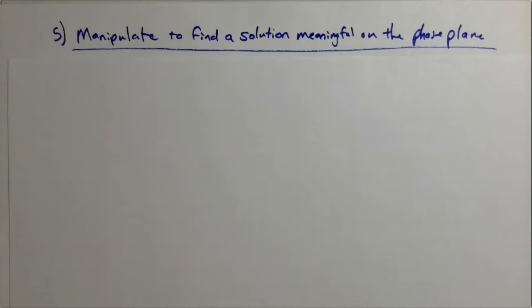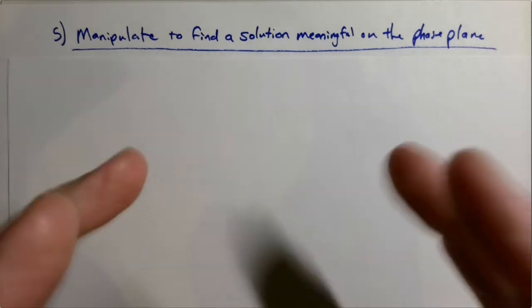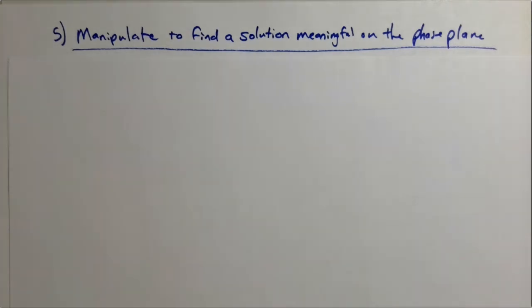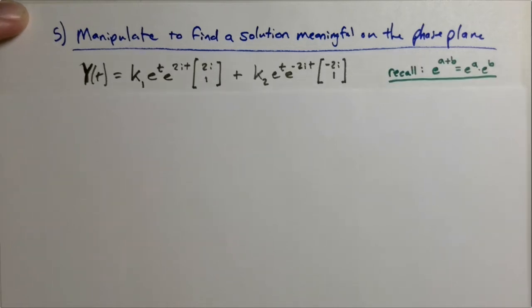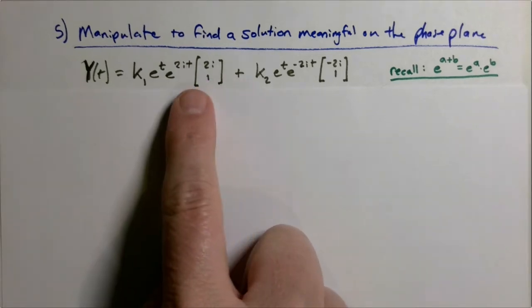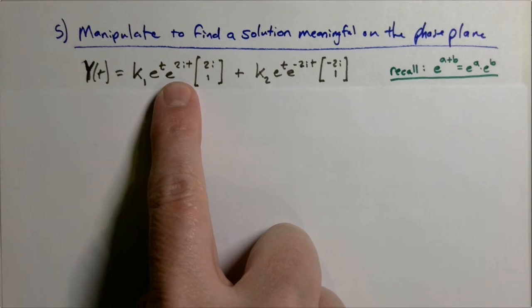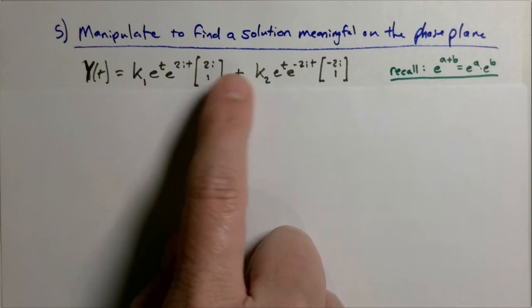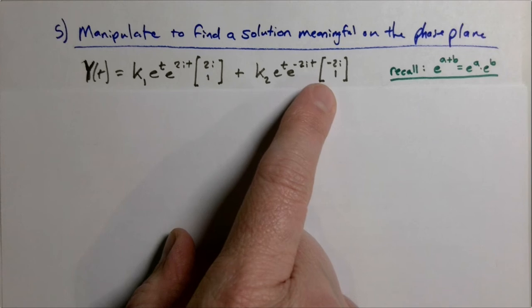So what we can do now that we have our two quote unquote straight line solutions, we can actually put them together and manipulate them in a way that will make it meaningful for us on the phase plane. So what I mean by that is something along the lines of this, where our general solution has two parts. The first part is our first eigenvalue with eigenvector, and our second eigenvalue and eigenvector.